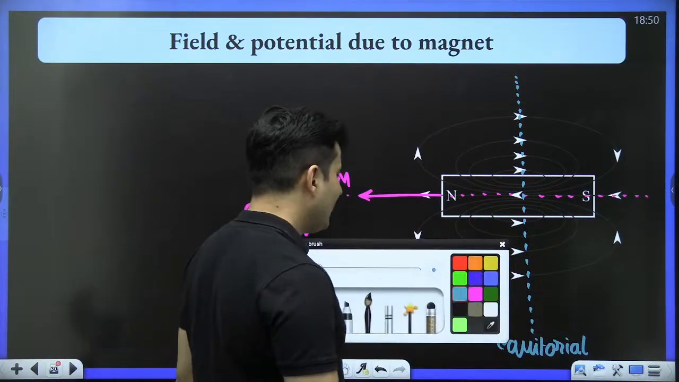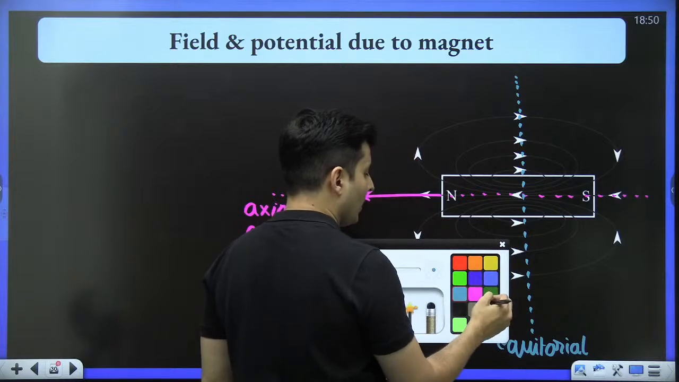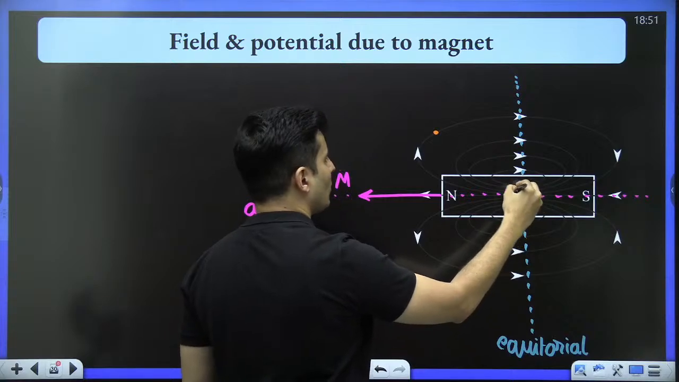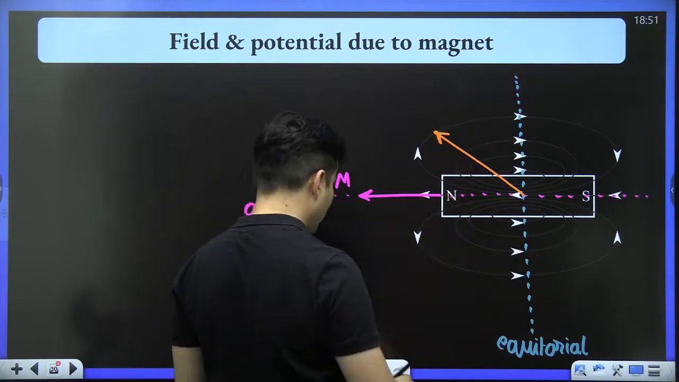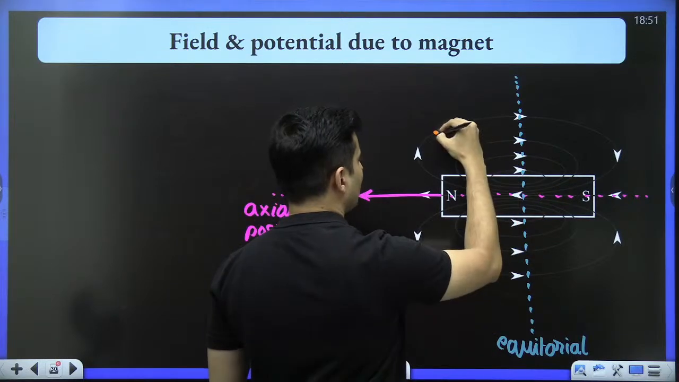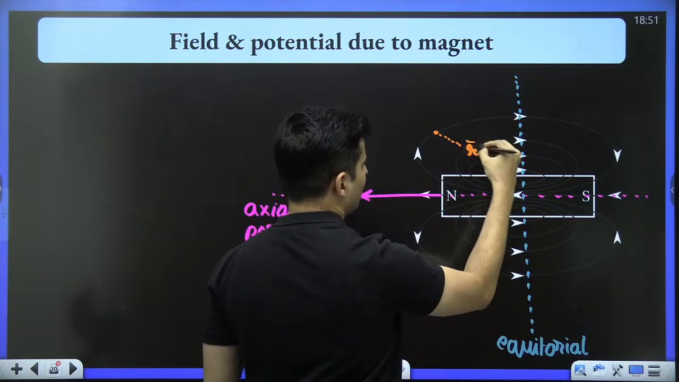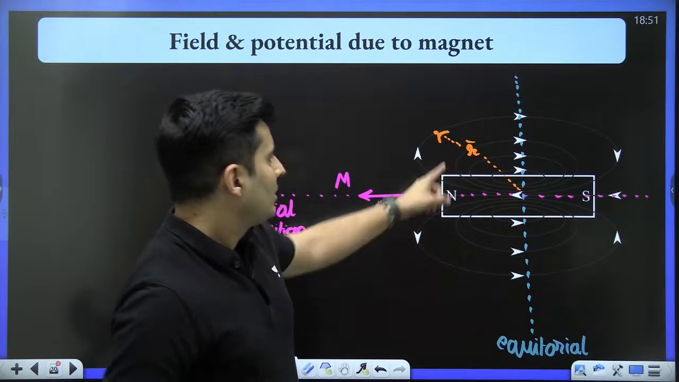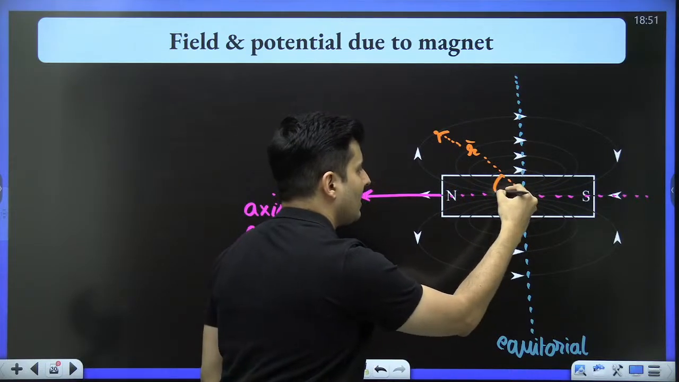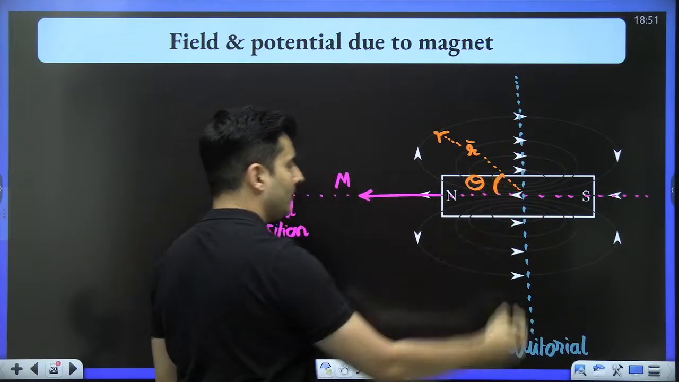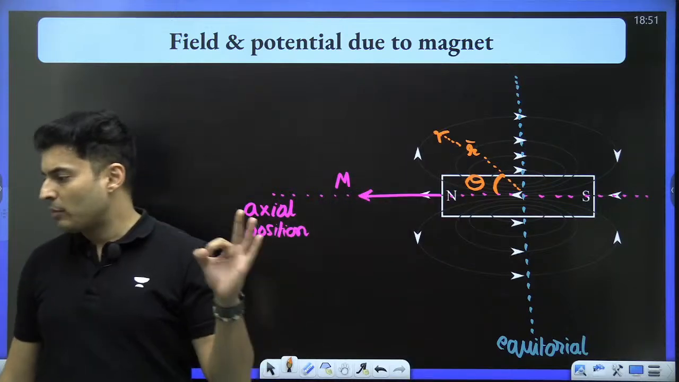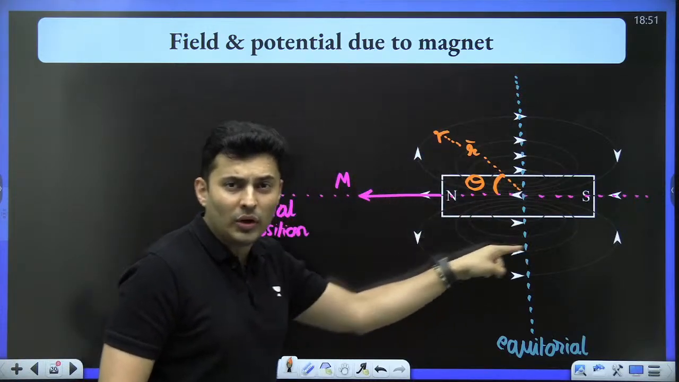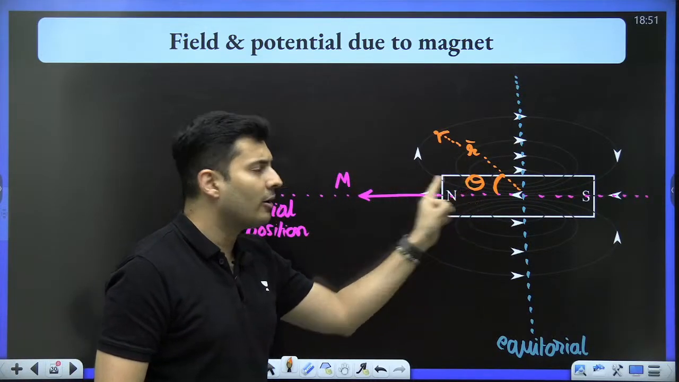Now, let's say you are standing at some point over here. There will be a position vector. Maybe I can just show it like this. This is your position vector. That position vector makes some angle with the magnetic dipole. Everybody is able to see this? At any point, if you want to travel, you can change the value of r or theta.